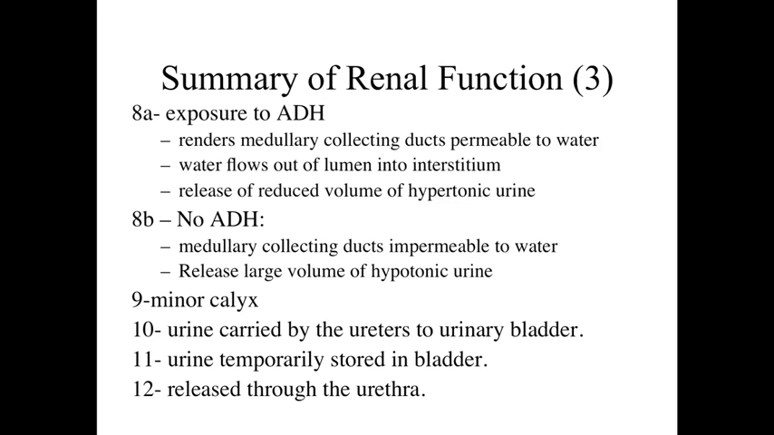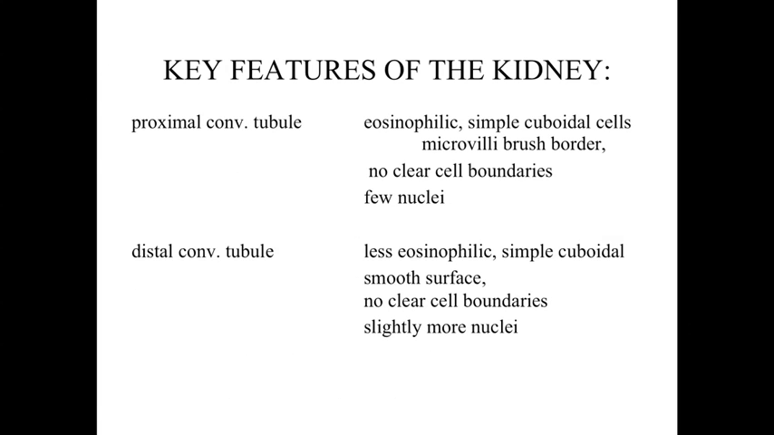That urine then is going to flow into the minor calyx. It's going to be carried by the ureters into the urinary bladder. The urine is going to be temporarily stored within the bladder and then ultimately excreted and released through the urethra.